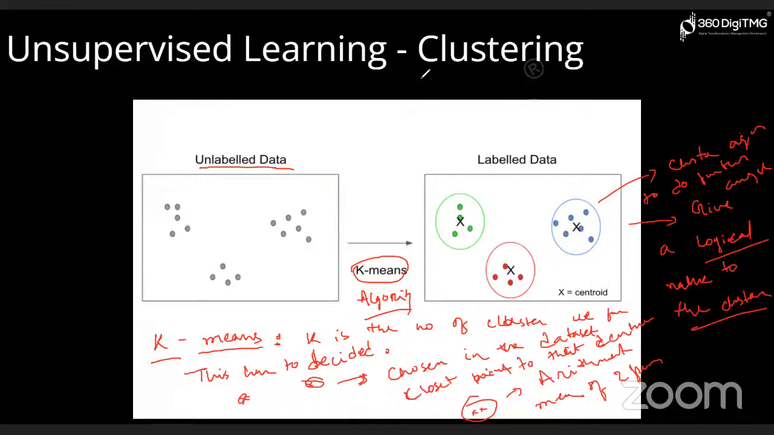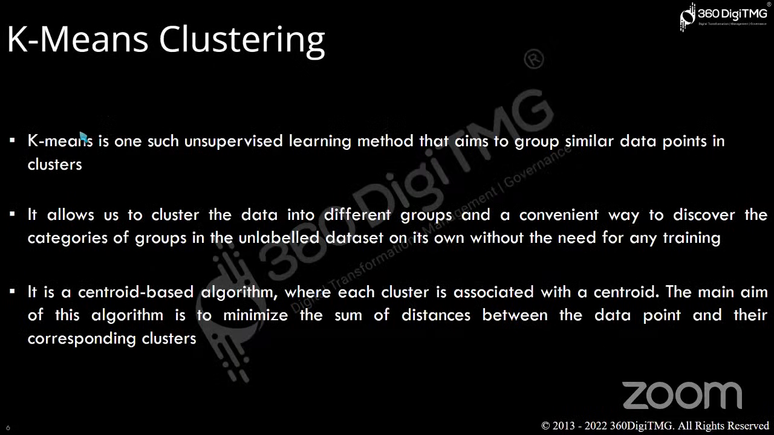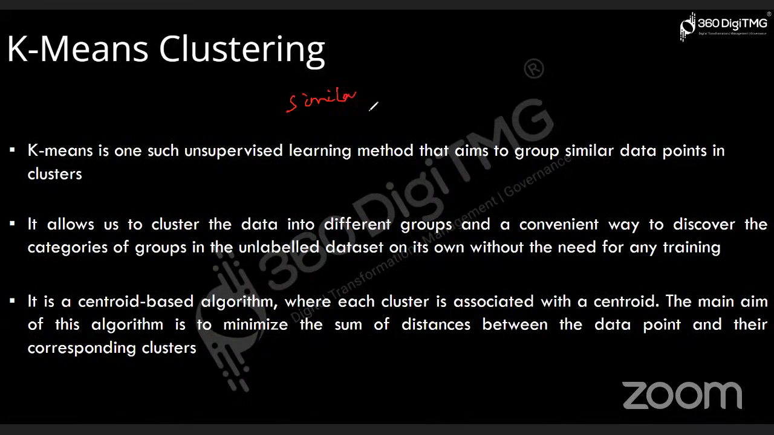Okay, so let's see what is k-means. K-means is one of such unsupervised learning methods that aims to group similar data points in clusters. What does similar data point mean? So how can we know if 2 data points are similar?